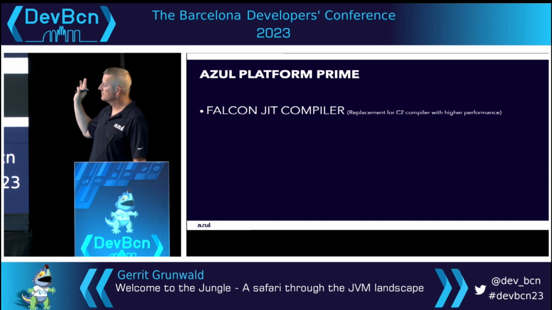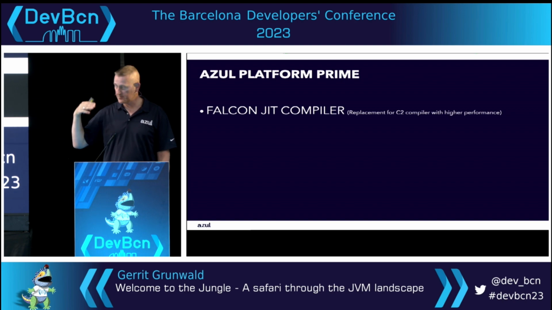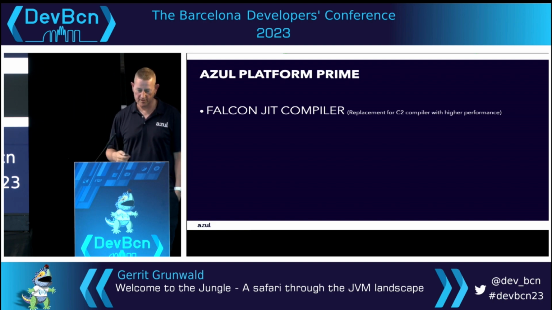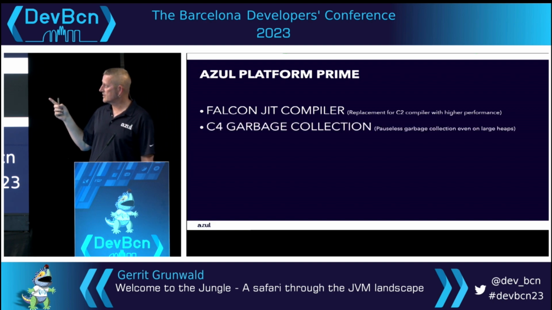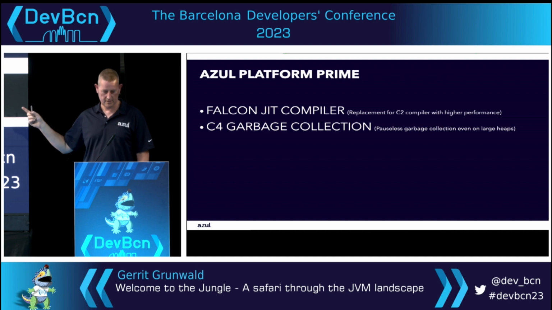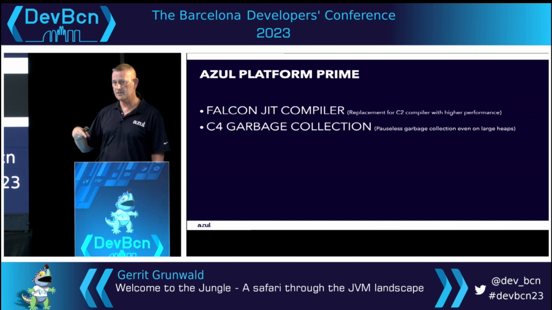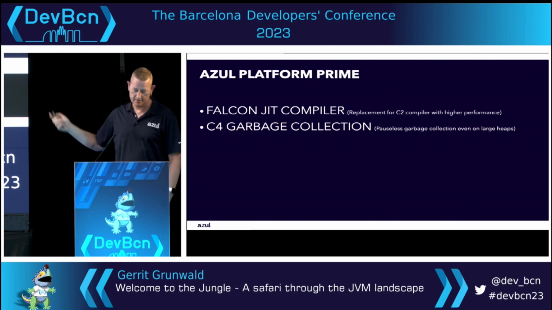We have a different JIT compiler that is based on LLVM, which is much faster than the C2 compiler in the JVM. Then we have our own garbage collector, which is the C4, which is in principle the same as the ZGC, but we did that already 10 years ago, and we have a patent on that one. And the ZGC that's coming is more or less the same garbage collector as the C4.